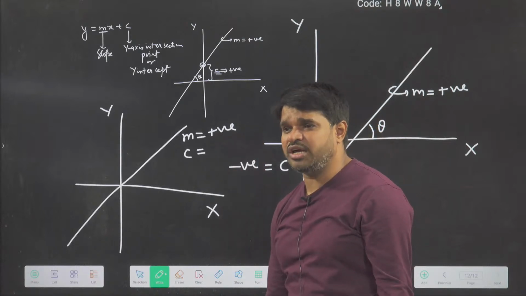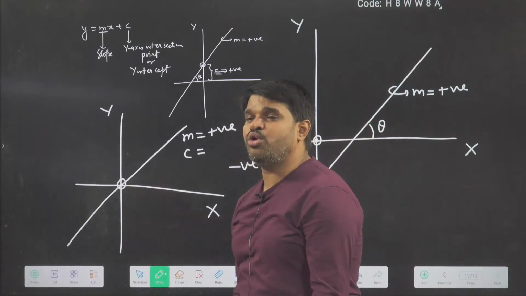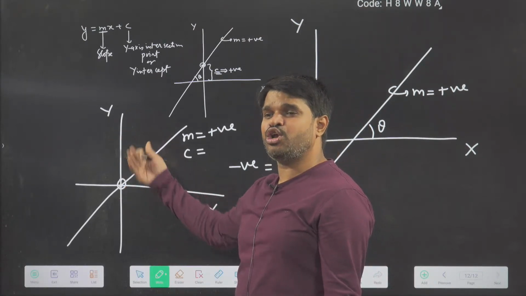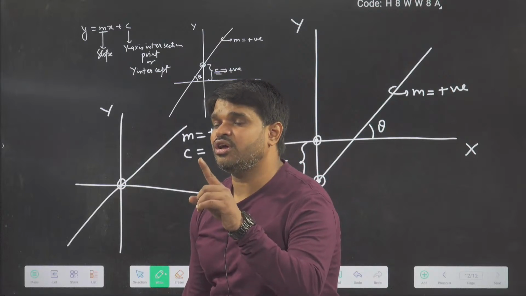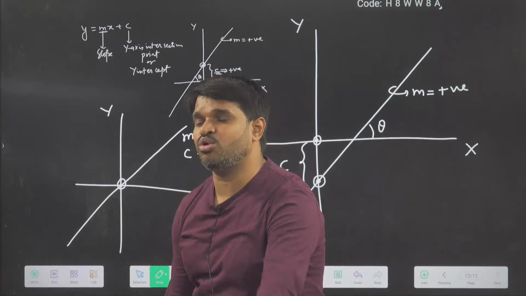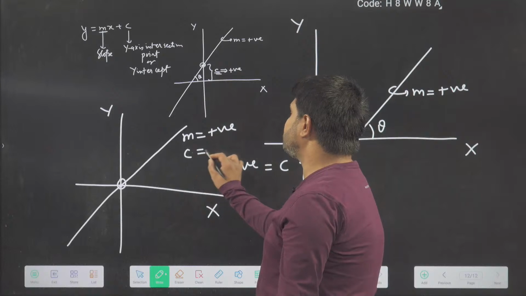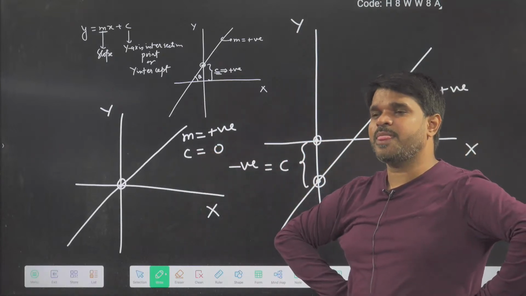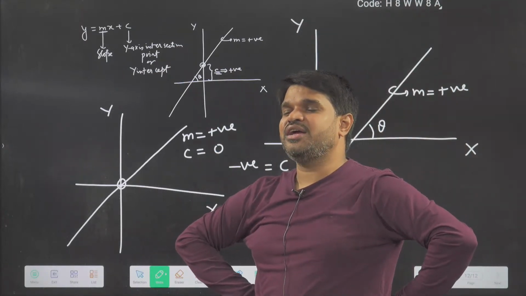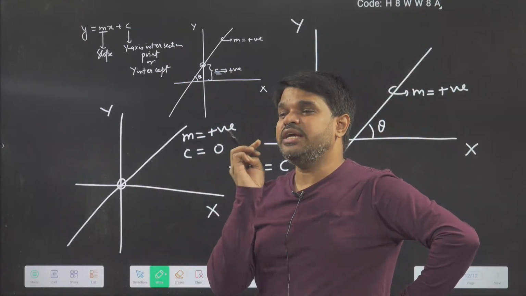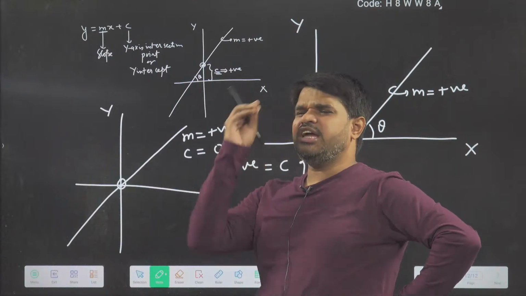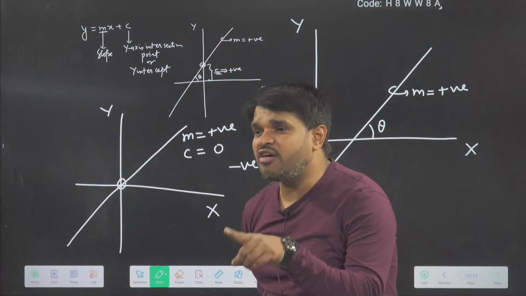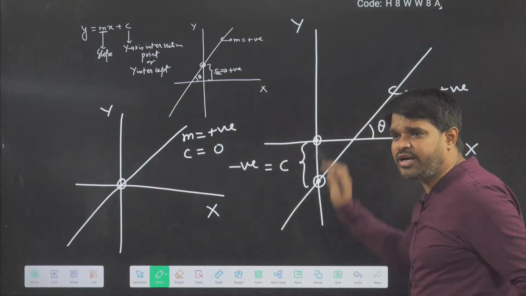M is positive. The line is passing through the origin. So neither is it cutting above the origin nor below the origin. At the origin, x and y both are 0. So y will also be what? 0. So C will be what? 0. C will be 0. Clear up to here? So if I give you any line, can you tell me the nature of M and the nature of C? Yes. Let's go for it.